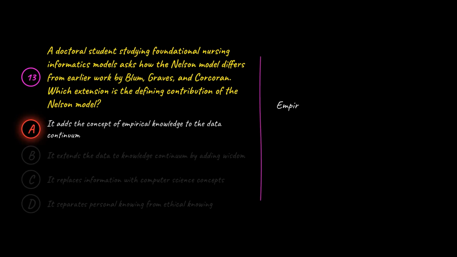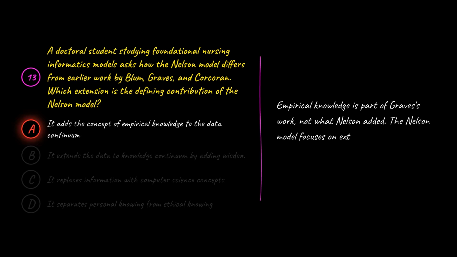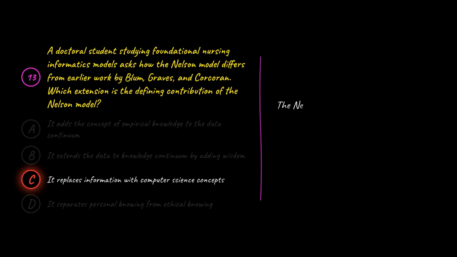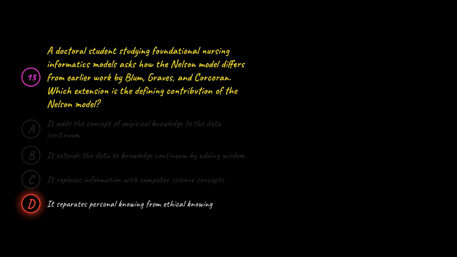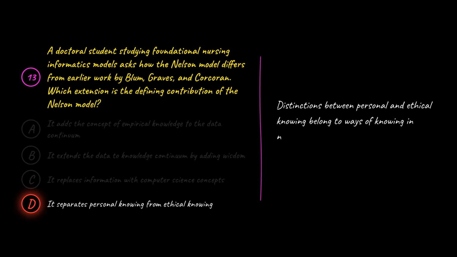A is wrong because empirical knowledge is part of Graves's work, not what Nelson added. The Nelson model focuses on extending the continuum upward toward wisdom. C is wrong because the Nelson model does not remove or replace information. It builds on the prior frameworks rather than discarding their components. D is wrong because distinctions between personal and ethical knowing belong to ways of knowing in nursing, separate from what Nelson contributed to the data continuum.